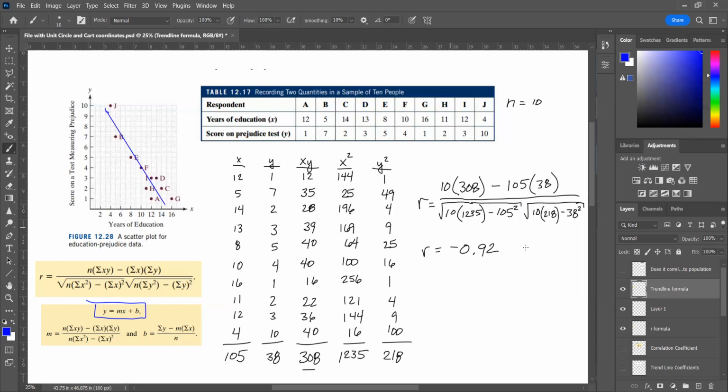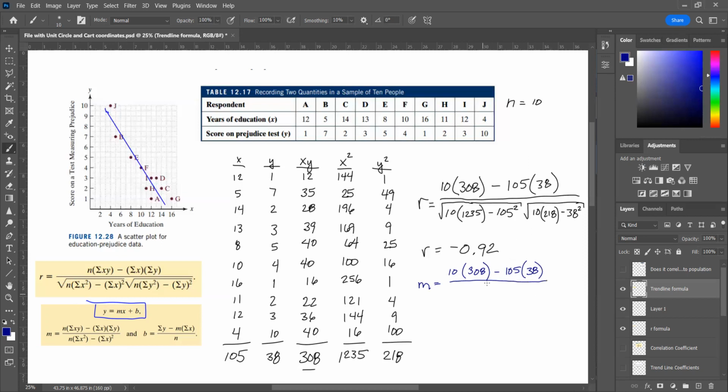Now they tell us that m follows another formula just like we saw. I'm going to write this one in a slightly different color. Maybe it will stand out a little better. The m value is, remember, m represents the slope. So the slope of that trend line would be the n value, which is 10, times the sum of the xy's, which is 308. From that, we're going to subtract the product of the sum of the x's and the sum of the y's. So that looks just like the numerator of our r calculation.